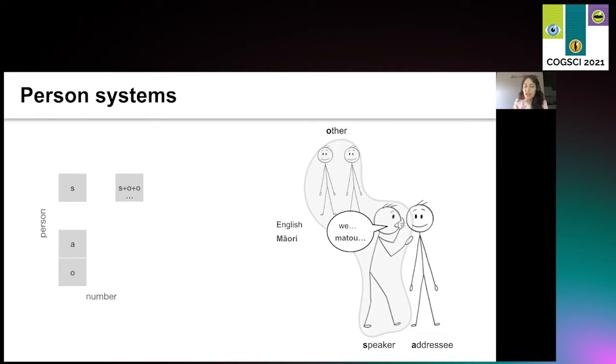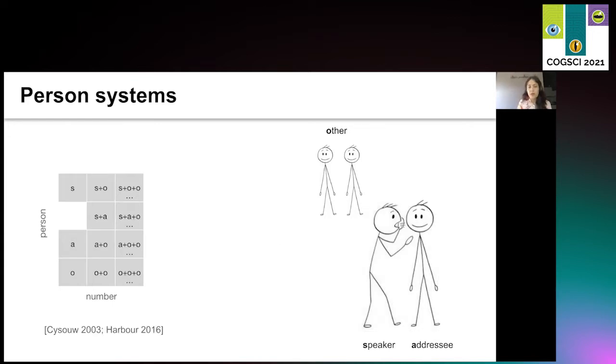Now, in English, we would use the very same pronominal form, we, if we want to refer to groups that include only the speaker and the addressee. This is not the case across the board. In a language like Maori, we would actually use a different pronominal form, like the form taua. So what we see here is that the reference to these person roles, the speaker, the addressee, and others, interacts with number, given a whole range of possible reference that pronouns can take.